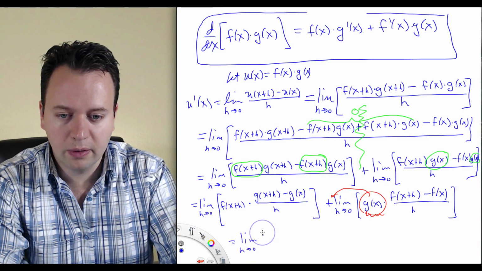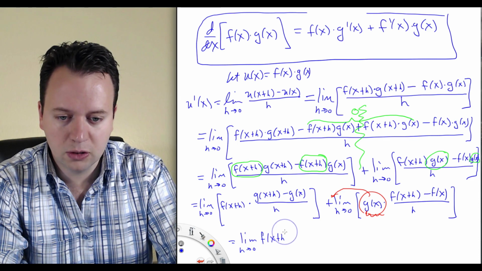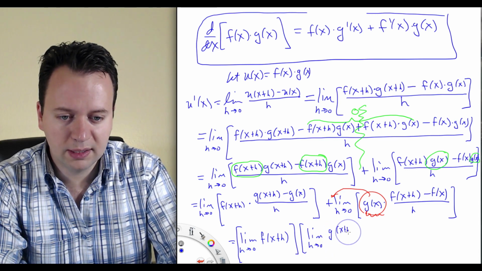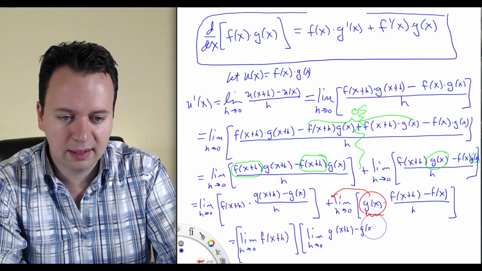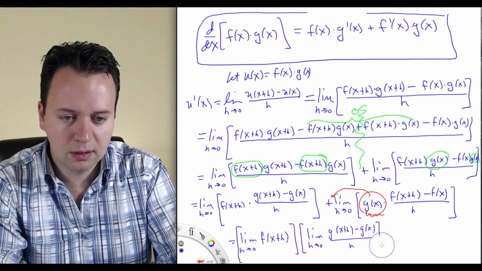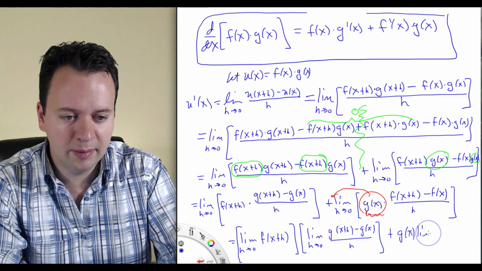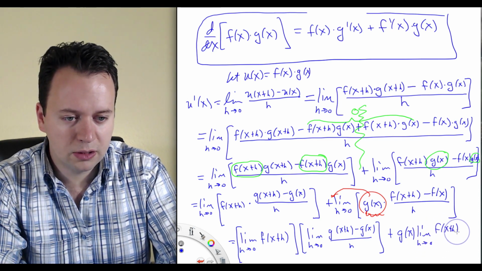goes to 0 of f of x plus h, and then times the limit as h goes to 0 of g of x plus h minus g of x over h, and then plus g of x times the limit as h goes to 0 of f of x plus h minus f of x over h.